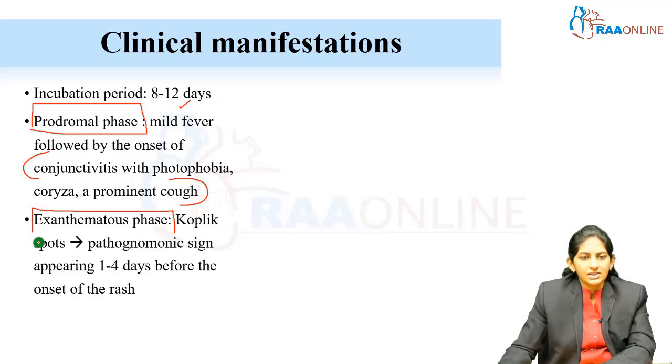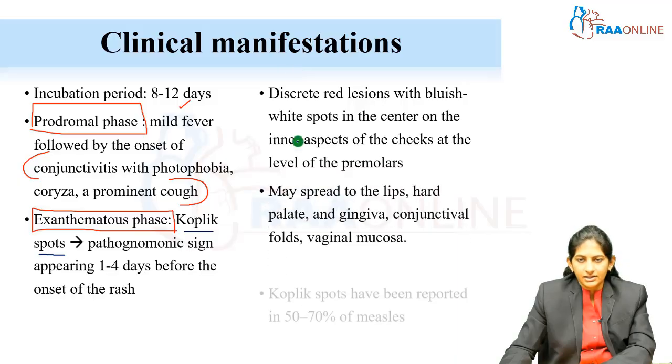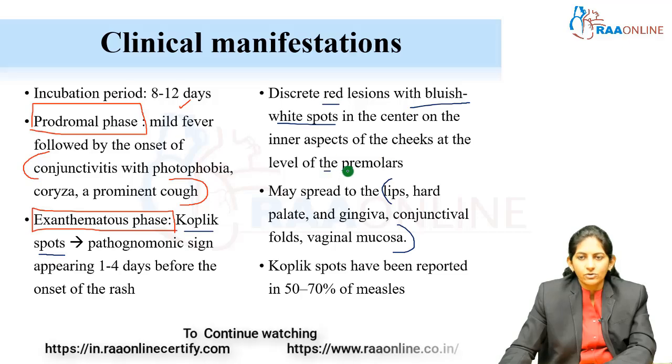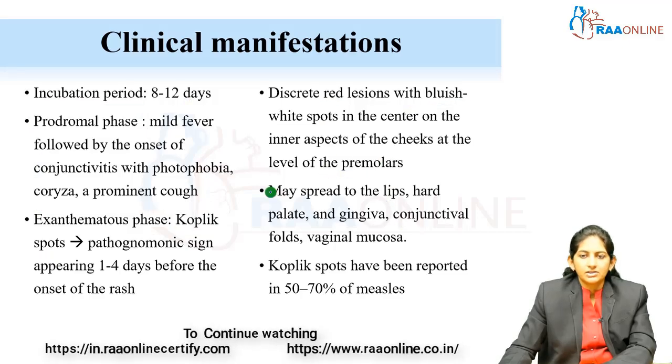In the exanthematous phase, before the exanthem, there will be Koplik spots. These Koplik spots are actually the pathognomonic sign of measles. Even before the onset of rash, there will be Koplik spots. They are red lesions with white spots in the center. Usually they are seen in the oral mucosa, the inner side of the cheeks, that is the buccal mucosa. They can even be seen in the conjunctival and vaginal mucosa. When we look carefully, Koplik spots are usually seen at the level of the premolars.